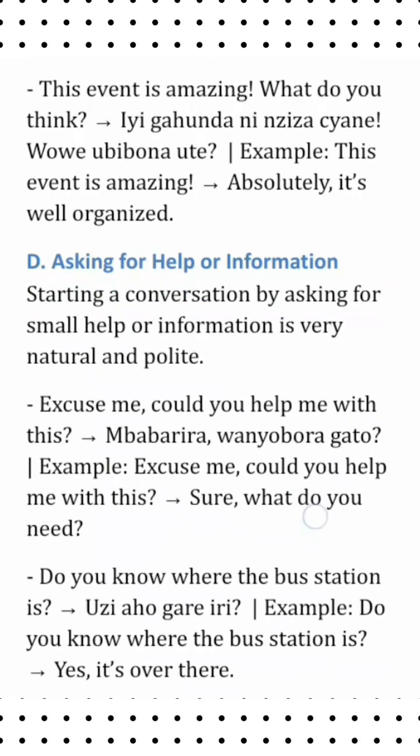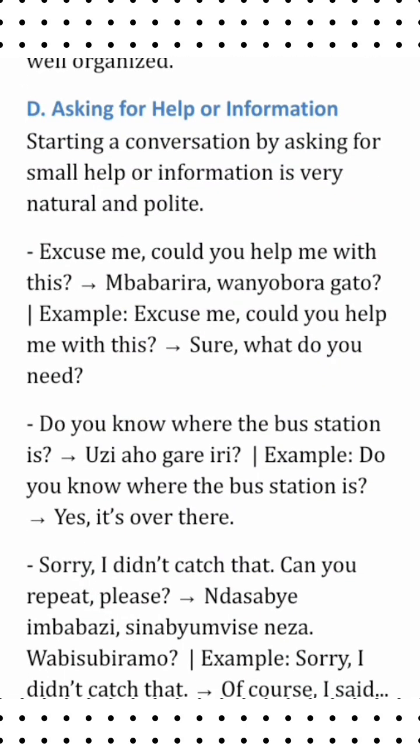So let us see also another way to start a conversation where you can say, do you know where the bus station is? For example, if you're somewhere and you meet someone, you can ask them where a certain place is. Then you can start a conversation from there. Example, do you know where the bus station is? Yes, it's over there. Then they can tell you, okay, it's over there. You can say, oh, thanks. Then you can even have some more discussion there, a short discussion.